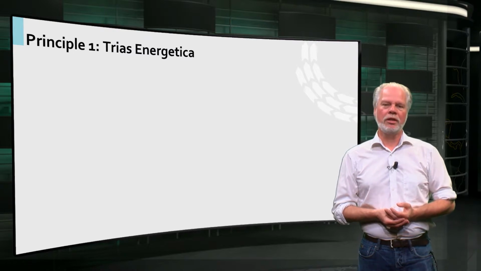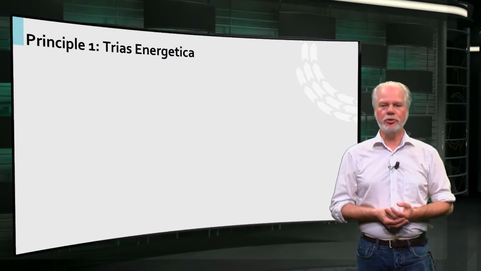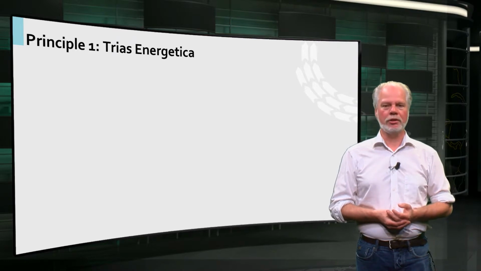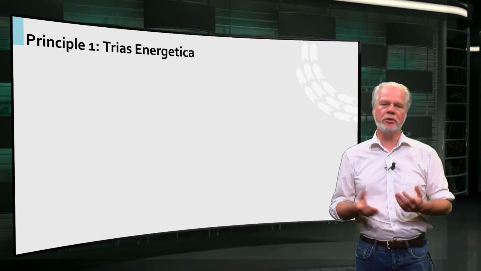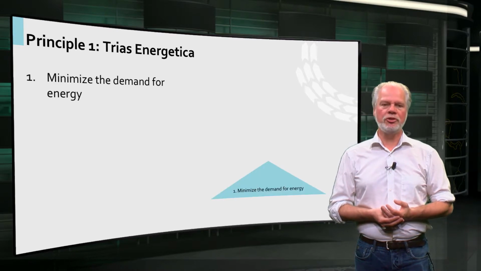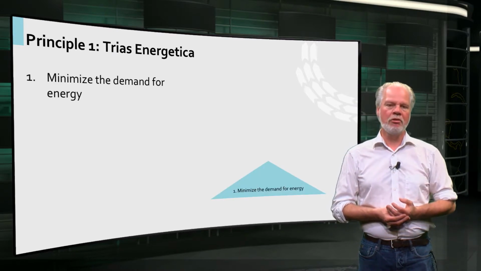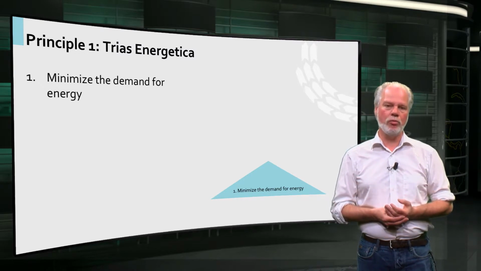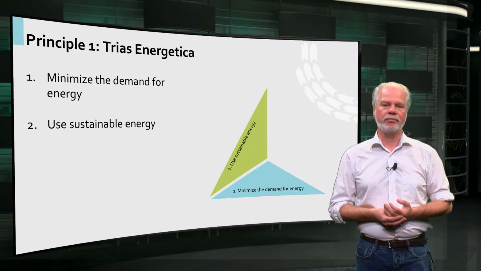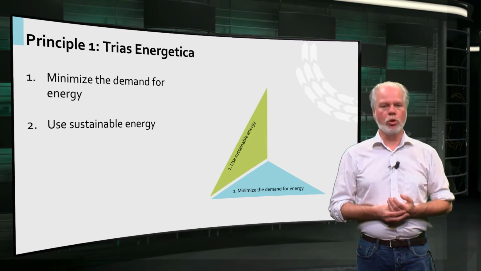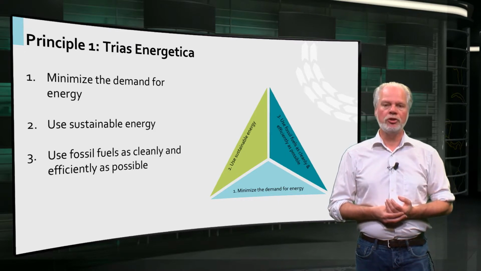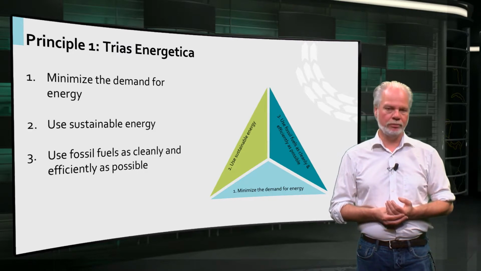The first principle is the trias energetica. At first sight, a rather complex concept with all that Latin in it, but the meaning of the concept is rather simple. In order to make buildings more sustainable, you need to do three things. First, you need to avoid unnecessary energy consumption, for example by insulating your home. Secondly, you need to make maximum use of sustainable energy, such as wind, sun or water. And thirdly, fossil energy like coal, gas and oil should be used as efficiently as possible.